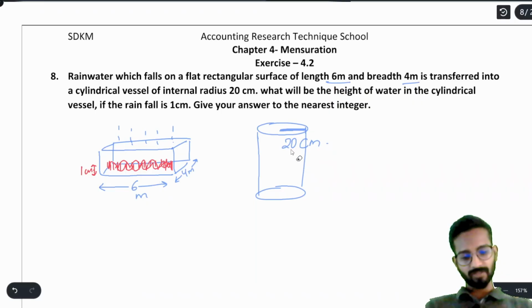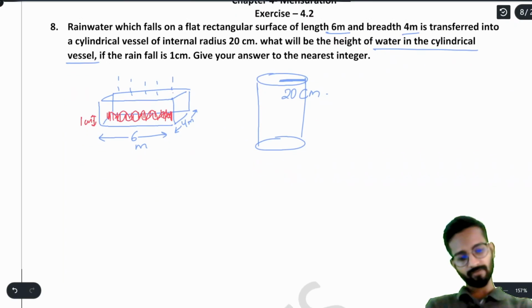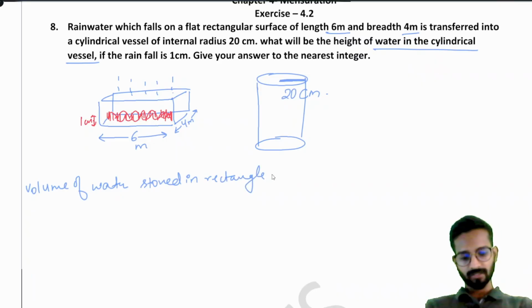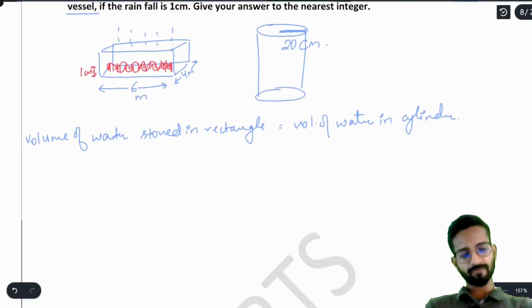Now, when you are filling that into the cylinder, what they are asking, what will be the height of the water in the cylindrical vessel? Arey, water in the cylindrical vessel will be the height of water only. See, how will we find? We can say that volume of water stored in rectangle. How much volume of water was there in rectangular? That much will be the volume of water in cylinder, obviously, because the water is not increasing, right? Both will be same, but the volume of both the shapes are different.